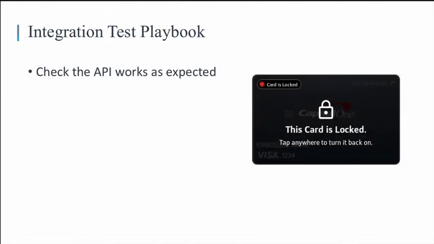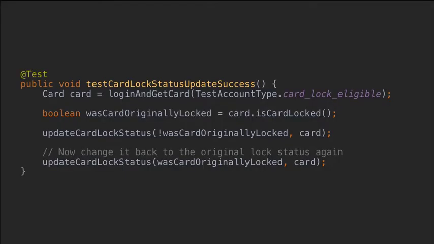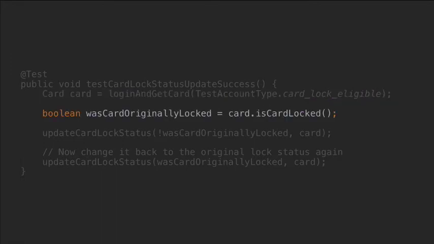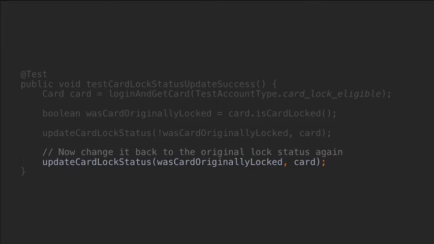So let's go back to the card lock example we did earlier and just look at what one of those integration tests might look like. So we have test card lock status update success. So we're going to log in, doing real API calls to log in with this user. Going to check if the card is locked. Then we're going to change its status. So let's say it's unlocked. We're now going to lock it. And then let's unlock it again. So we're basically checking we can go forward and back through the states.